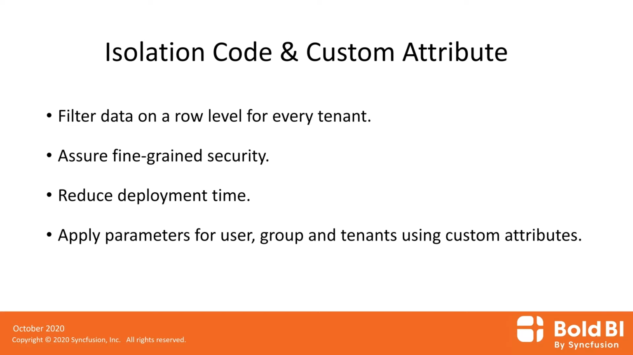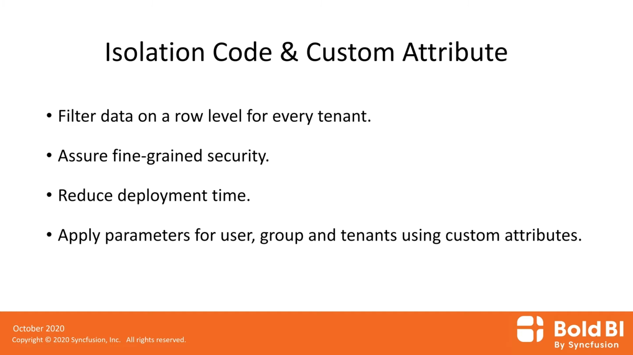So that is the isolation code and custom attribute. The isolation code basically helps you to filter data on a row level for every tenant. It assures a fine-grained security for every user in the tenant and between tenants. And it could also reduce deployment time because you could basically use the same dashboard for everyone without having to create it from scratch.